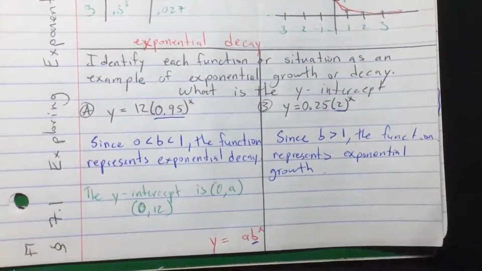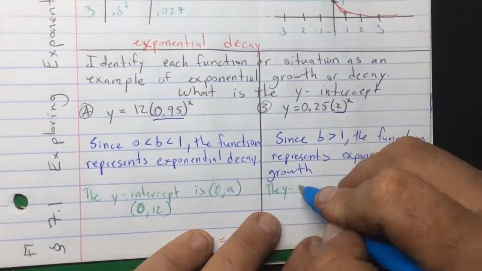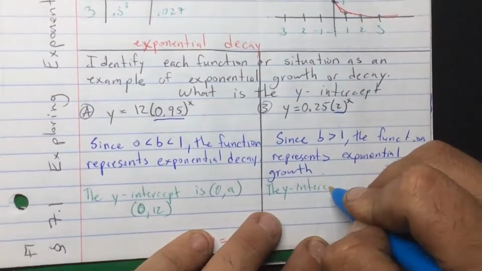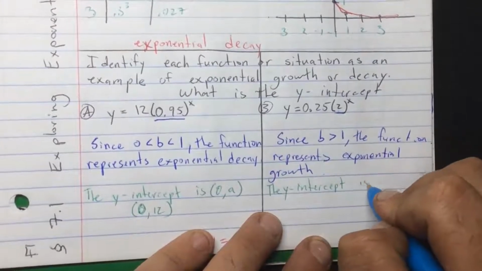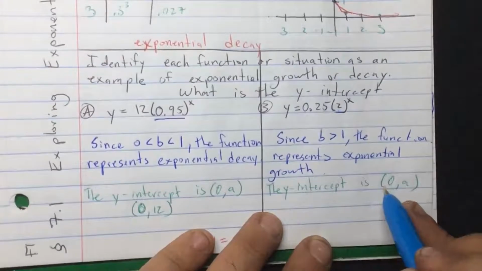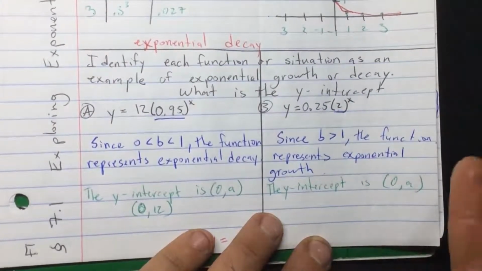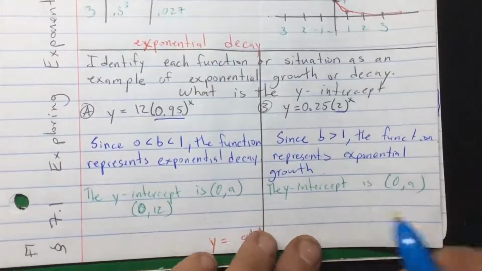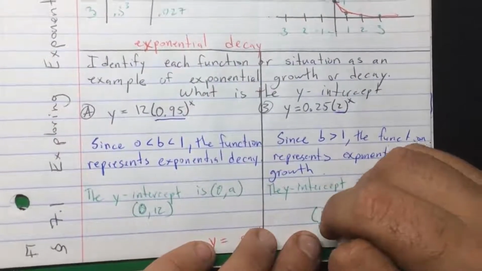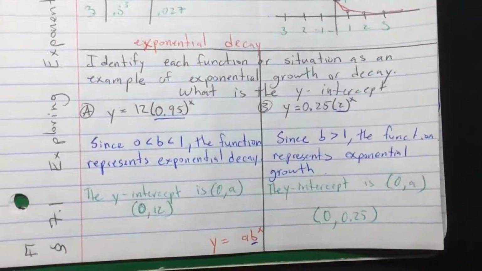And the y-intercept is pretty much the same. It's still based off the a, because if I were to put 0 here, this is still going to be a number to the 0 power, which still represents 1. So the y-intercept here is going to be (0, 0.25) for this one here.